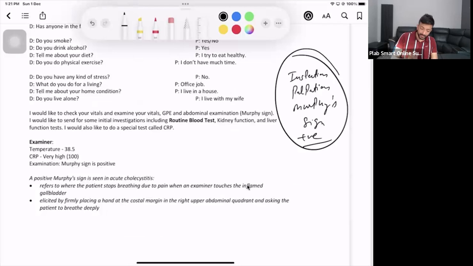Yeah. How are you going to do it? What is positive Murphy's sign? That is in acute cholecystitis. You refer to that where the patient stops breathing due to the pain when you touch the inflamed gallbladder. How do you elicit it? By firmly placing a hand at the costal margin on the right upper abdominal quadrant and asking the patient to breathe deeply.